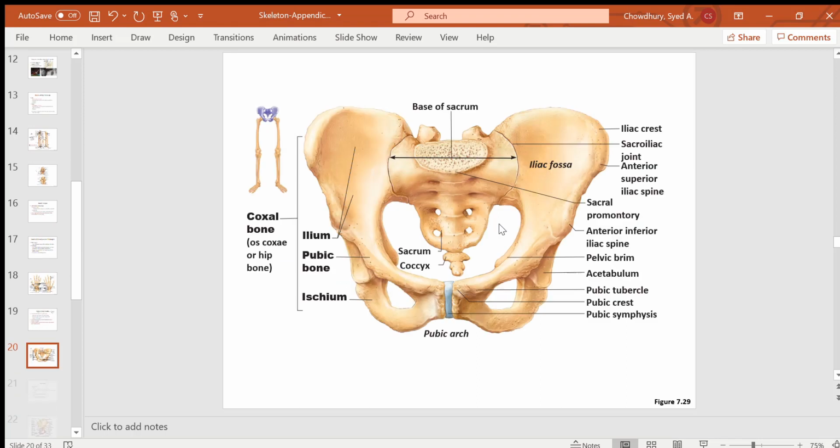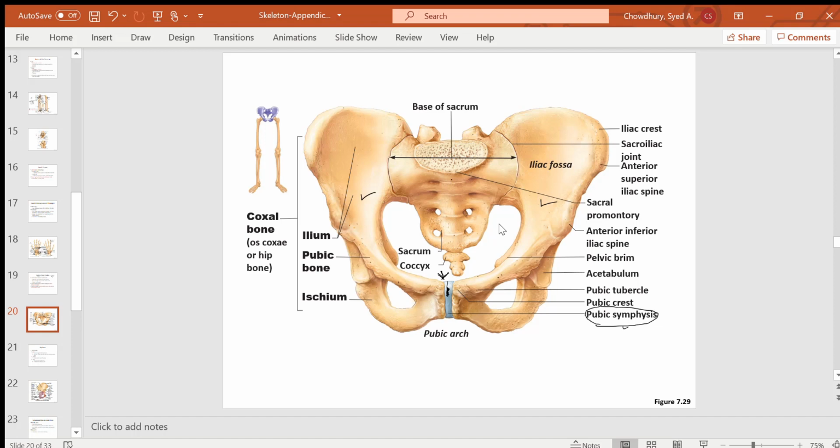Let's see the pelvic girdle. This is a pelvic girdle. This is one hip bone. This is another hip bone, and they join here by a piece of fibrocartilage. This fibrocartilage is called the pubic symphysis. This is the only joint that connects the two hip bones. Pubic symphysis.